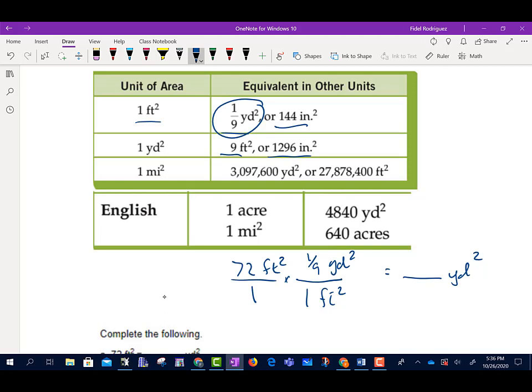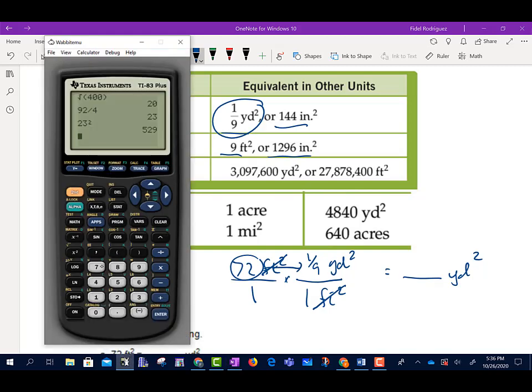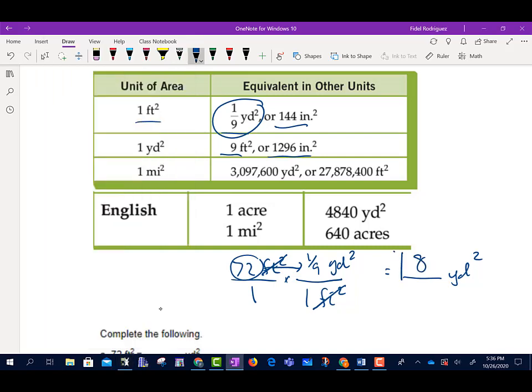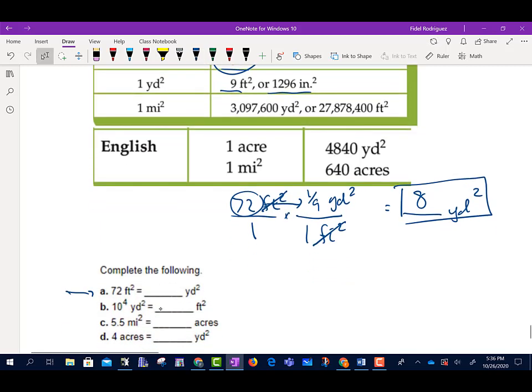Okay. So like we said earlier, these units of feet are going to cancel. I'm multiplying 72 times 1/9. Okay, so how do you do that? You go like this: 72 times, open up your parentheses, 1 divided by 9, close them off, hit enter, and we come up with 8. So there it is, 8 squared yards. So this one here is going to be 8.